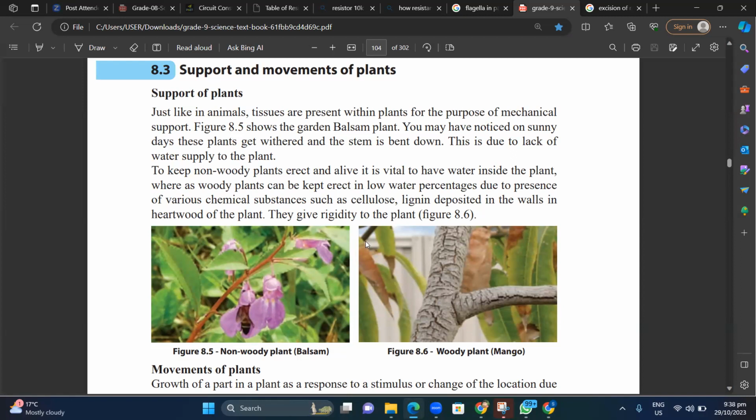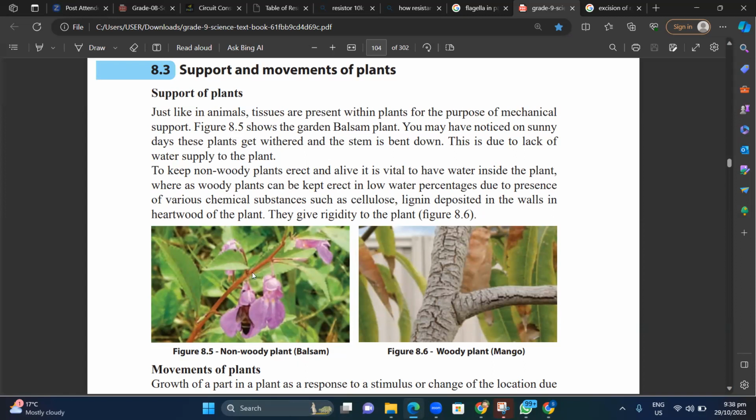And here in this lesson, what are the plant movements? Because in animals there are tissues, right? Tissues are present within the plant for the purpose of mechanical support. Okay, you can see here Figure 8.5, the garden balsam plant, this one.